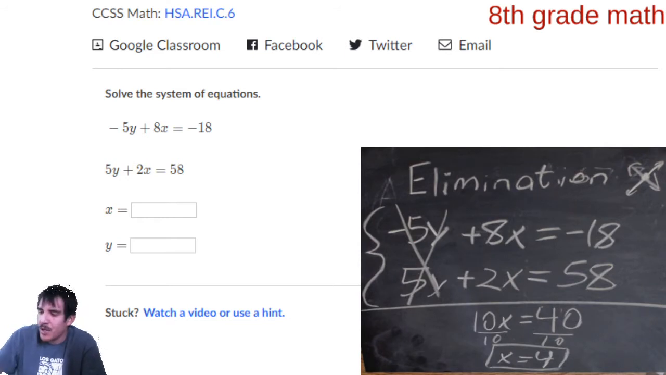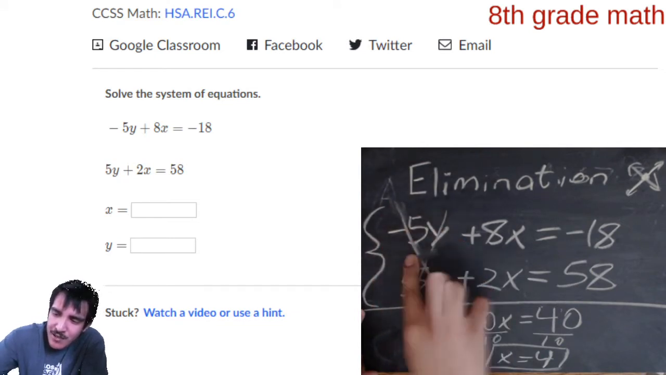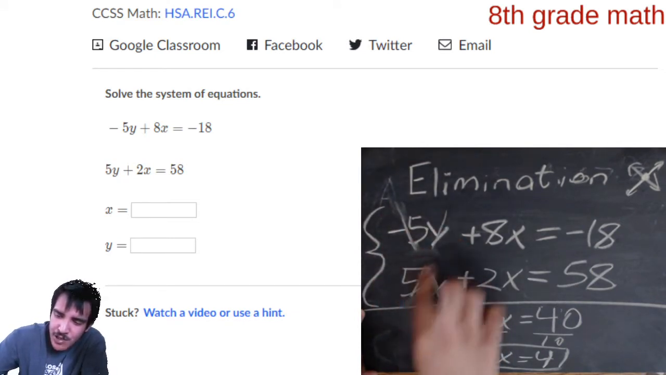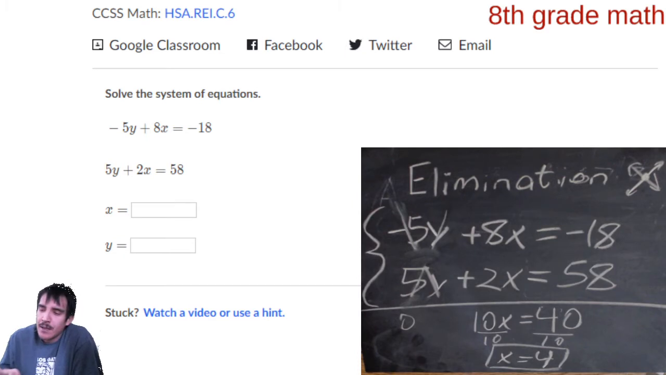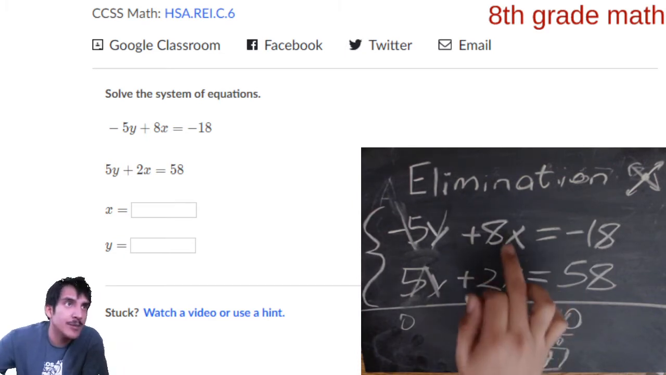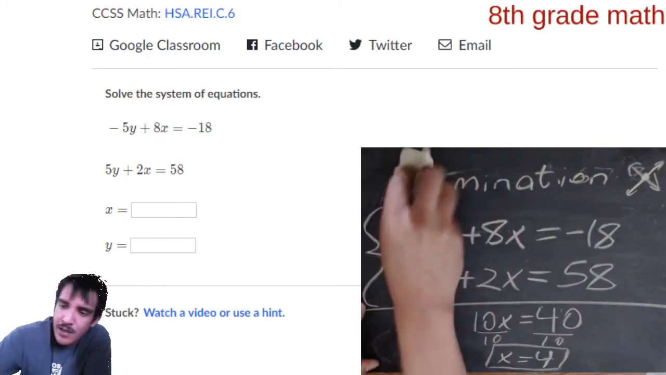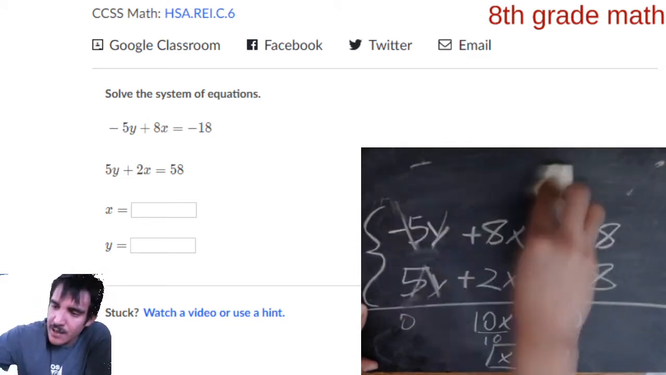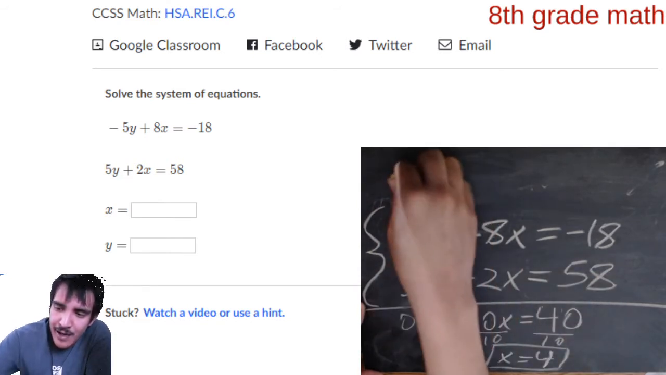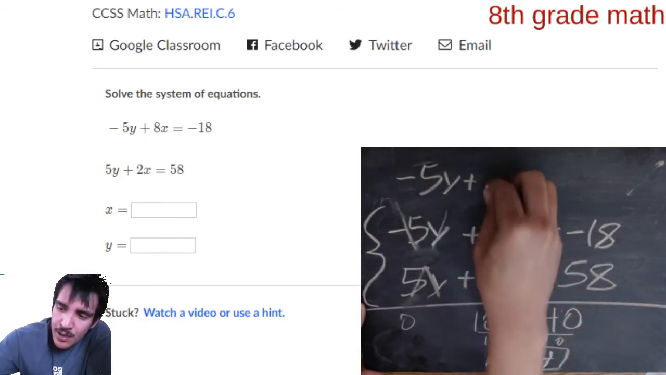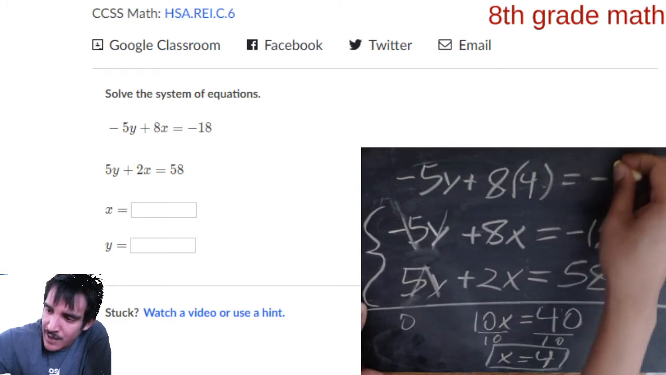So here's what I'm going to do. x equals 4, so I'm going to uncross this out, only because I'm going to use the equation. Again, we have to use the equation at the end, so maybe I should write 0 instead. Okay, let's go ahead and put x equals 4 into our equation. I am going to do that over the word elimination. Let me erase the word elimination, and let's put the value x equals 4 into my first equation. So we have negative 5y plus 8 times 4 equals negative 18.